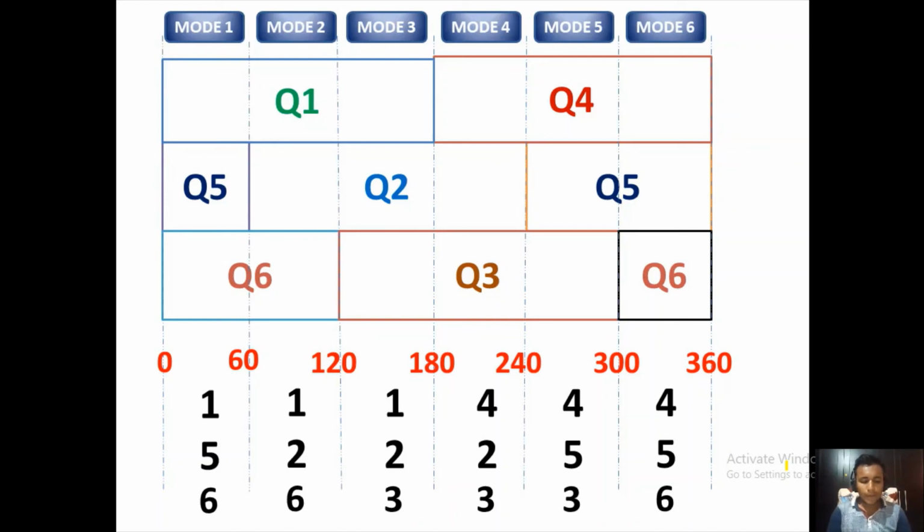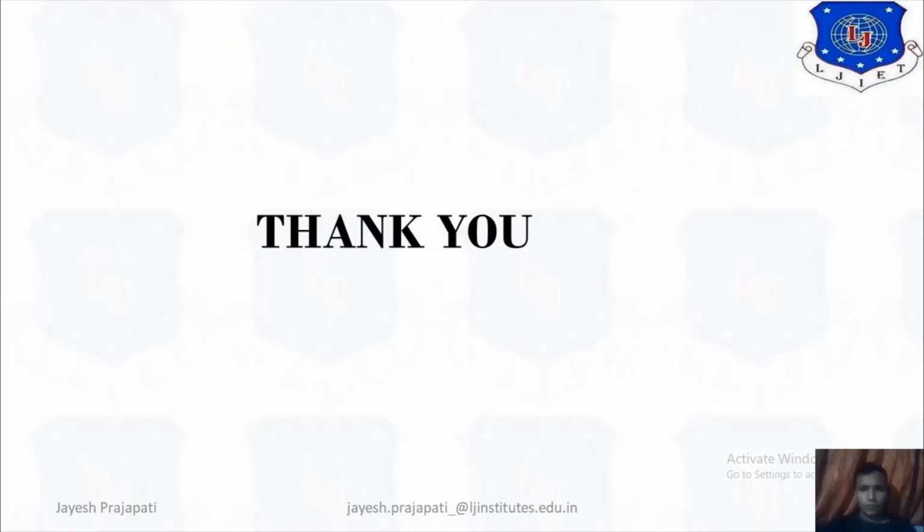So the pattern repeats for the further cycles. We have only discussed the 6 modes. Okay. So it is also called a 6-step inverter. Why 6-step? Because it has 6 steps. So it is also called a 6-mode inverter or a 6-step inverter. Okay.